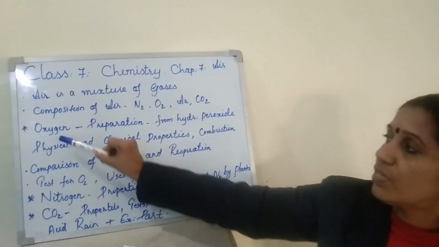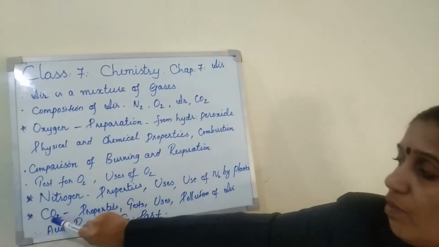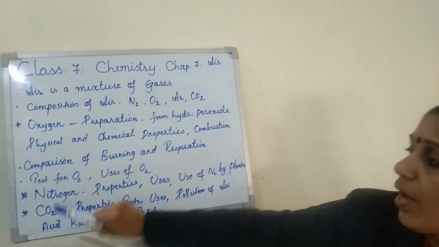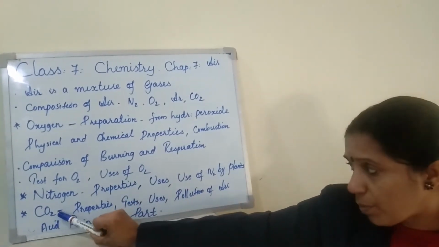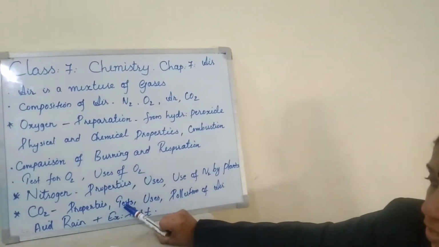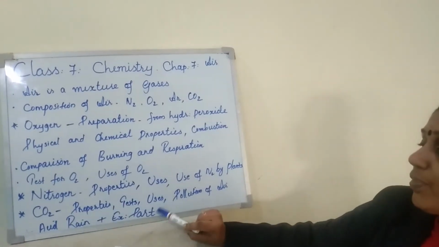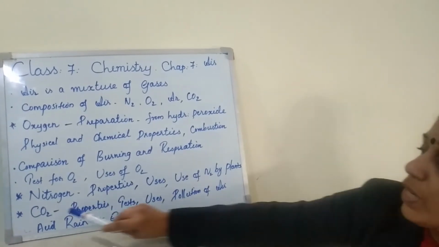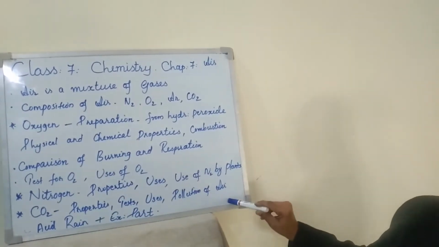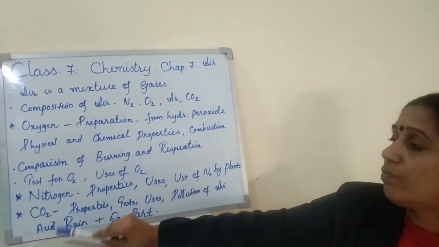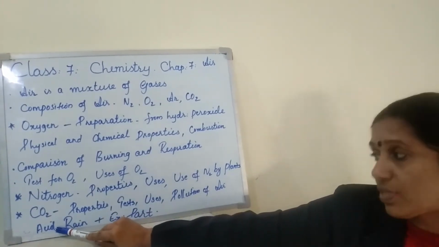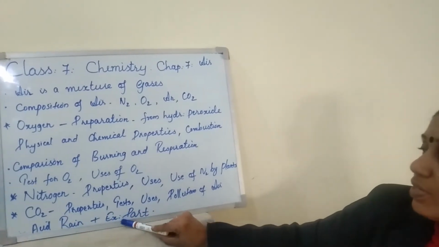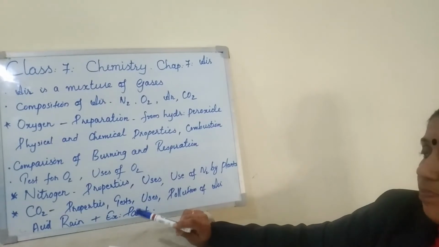After oxygen and nitrogen, we will go to the next gas, carbon dioxide. Here also are the properties of carbon dioxide, different tests of carbon dioxide, uses of carbon dioxide, and one more topic: how carbon dioxide pollutes the air. This is related to one more important topic, acid rain. That is the last content of the chapter. Then we will discuss the exercise part of the chapter.